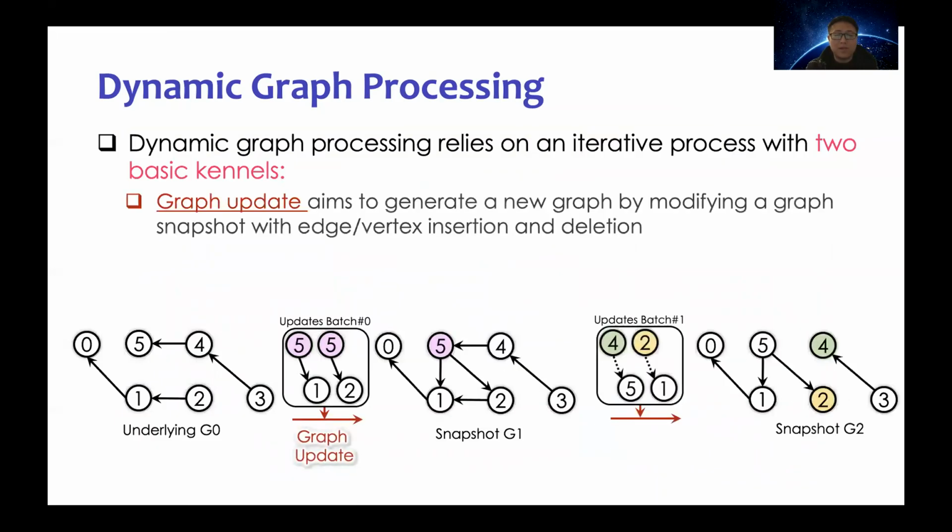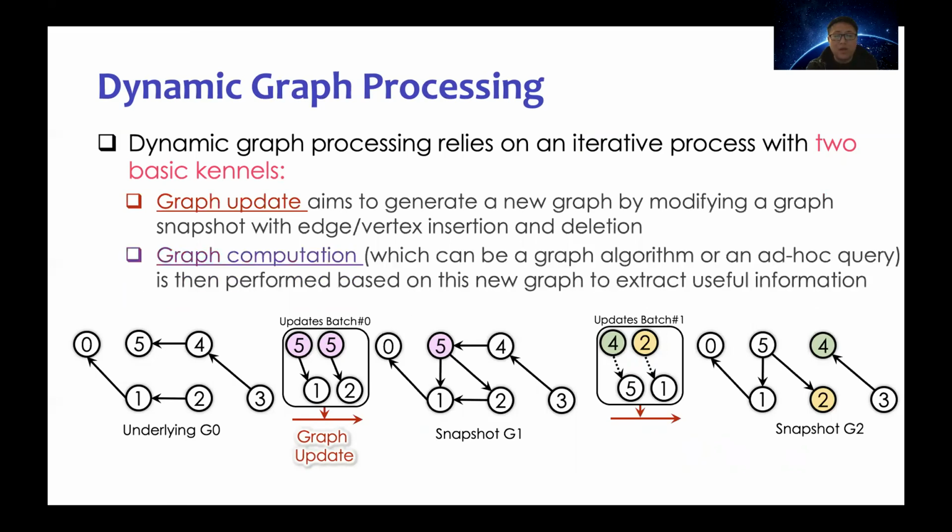To process a dynamic graph, it often relies on an iterative process with two basic kernels, graph update and graph computation. Graph update aims to generate a new graph by modifying a graph snapshot with addition and deletion operations upon a vertex or an edge. Graph computation, which can be a graph algorithm or an ad hoc query, is then performed based on this new graph to extract useful information.